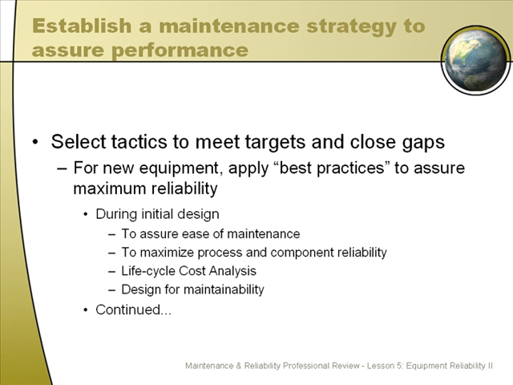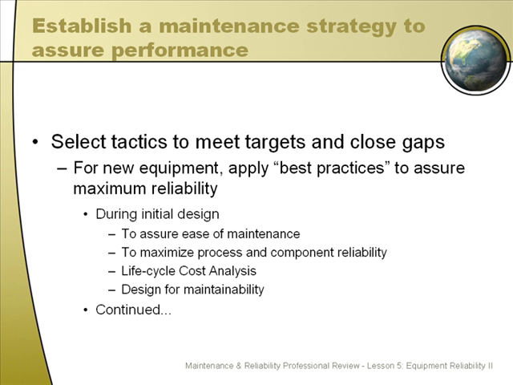So during initial design, there are things that we should do to make sure that the equipment will be reliable when it's in operation. We want to make sure that we assure the ease of maintenance. We make sure that the piece of equipment is installed in such a way that it's easy to access, easy to work on, easy to see what you're doing, and there's enough room to get in there and do the work.